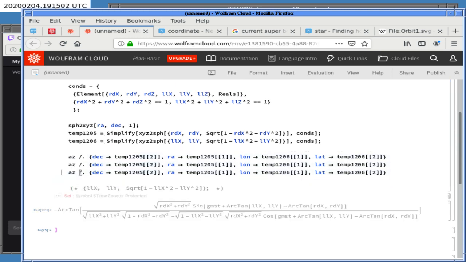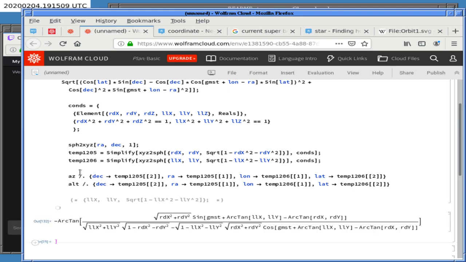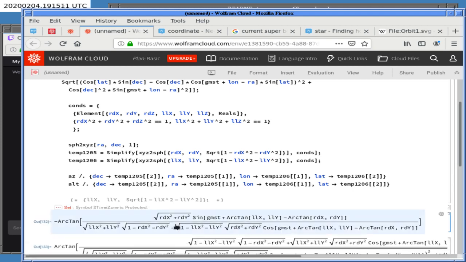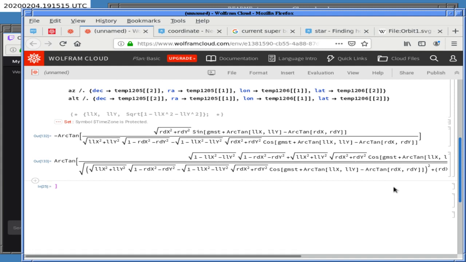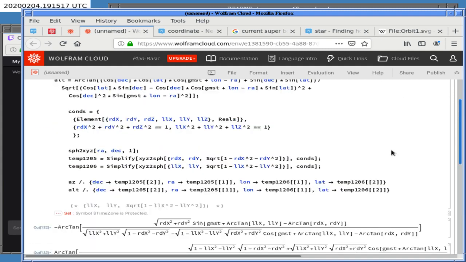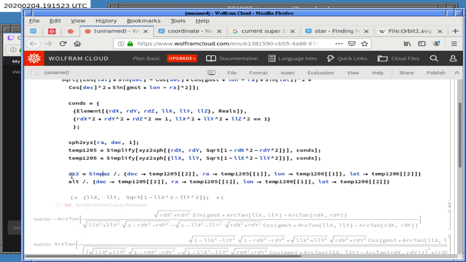Okay, so now, no, I don't want twice. So now give me the altitude with these things spun up like this. Okay? Again, very nasty. I guess I could try simplifying them. In fact, I will. The problem, we'll go ahead and call this AZ2. I don't think it's going to simplify.